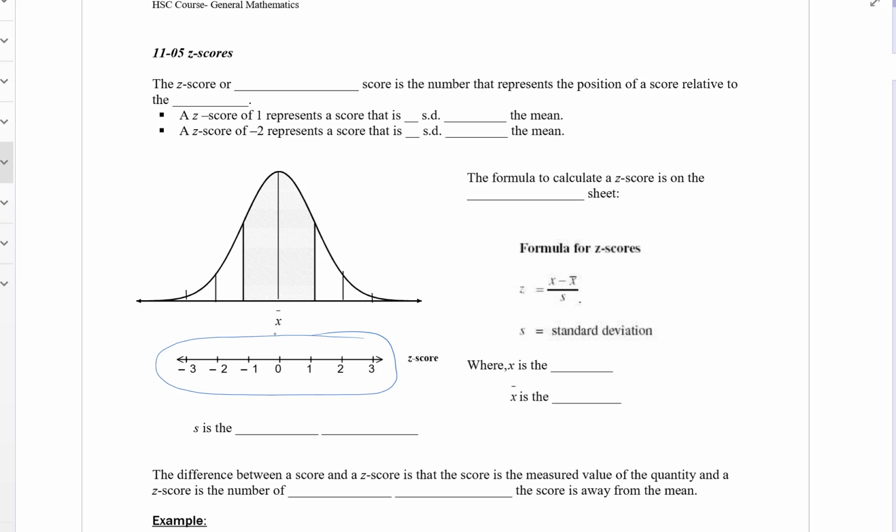So 1105 and 1106 really work hand in hand in terms of your understanding. In 1105, we learn how to get a Z-score. In 1106, you actually use the Z-score. So you'll hear me talk about both these ideas as we go along.